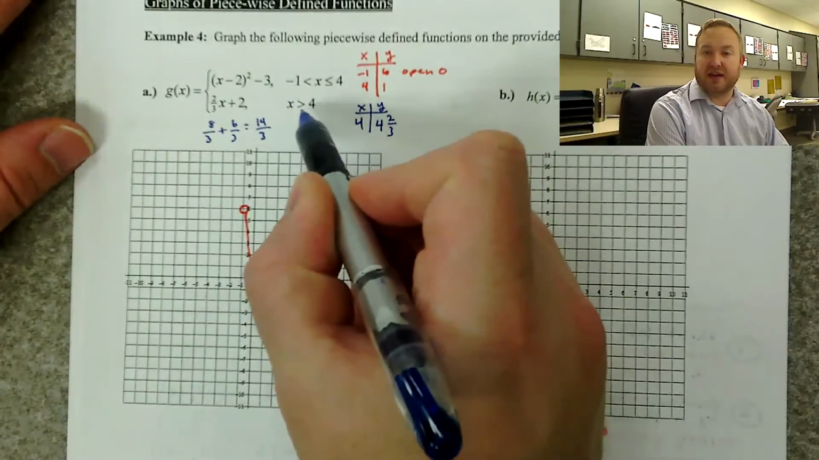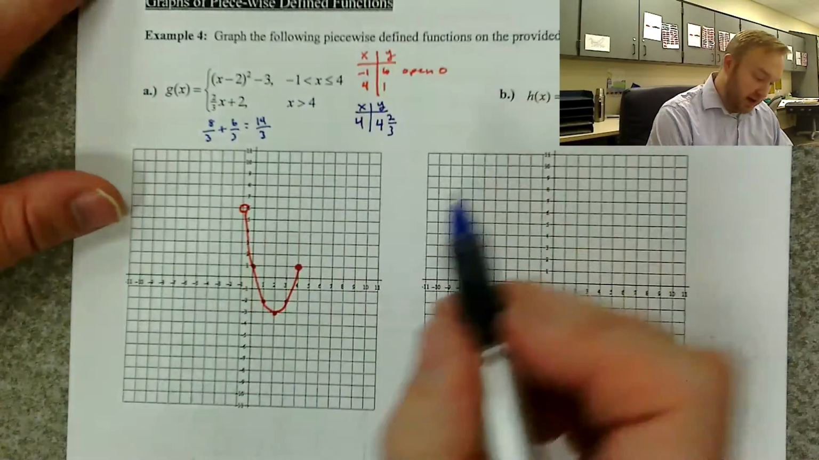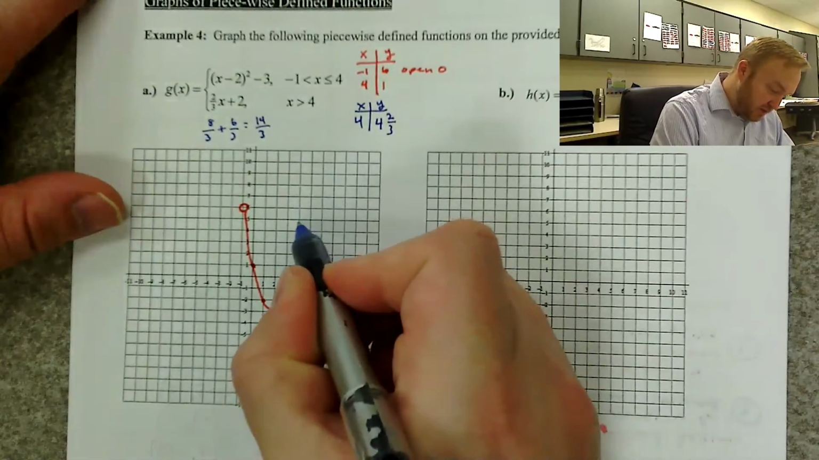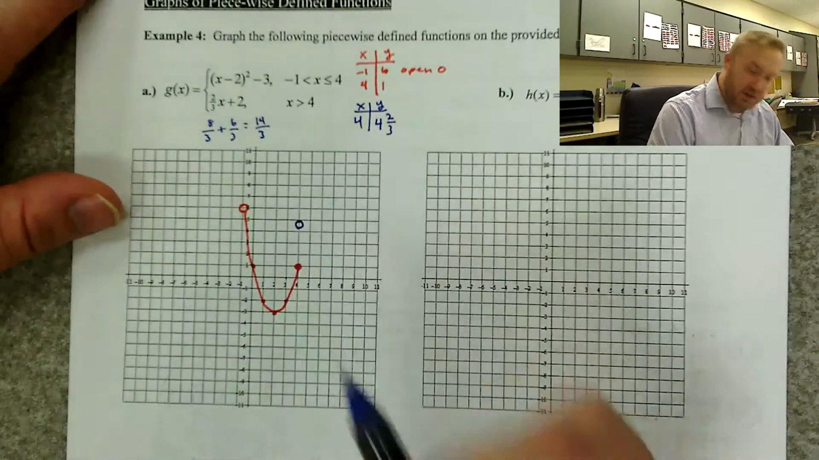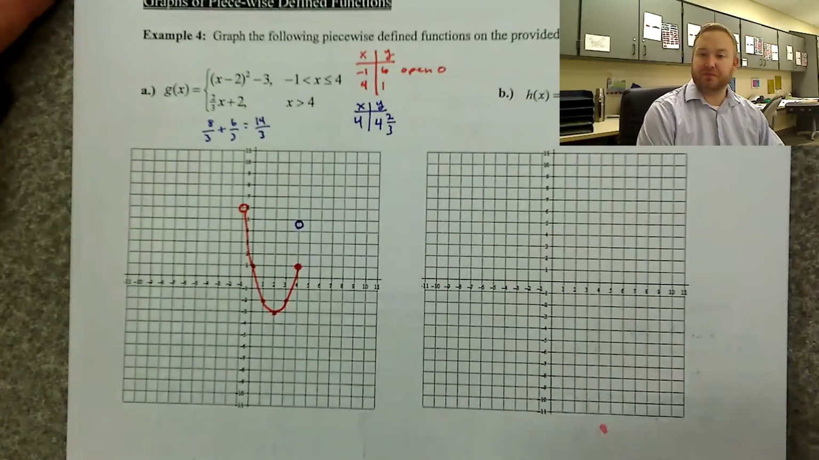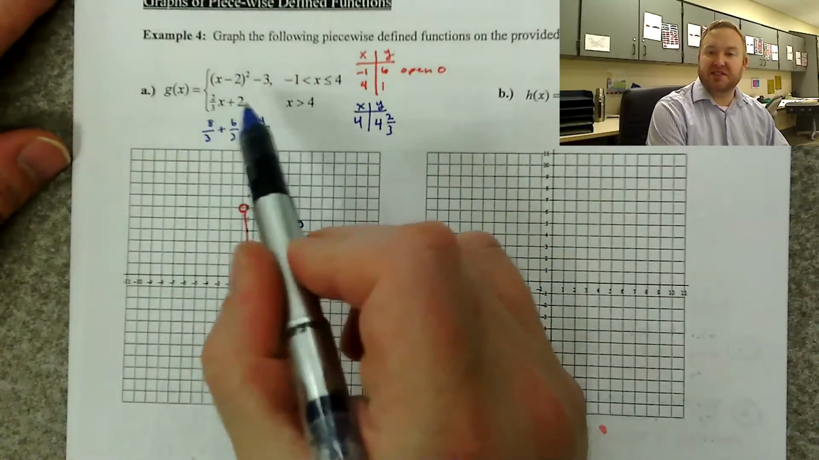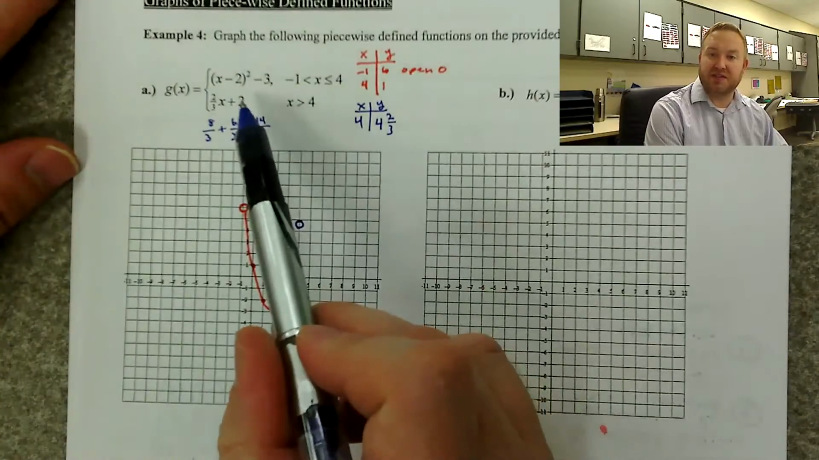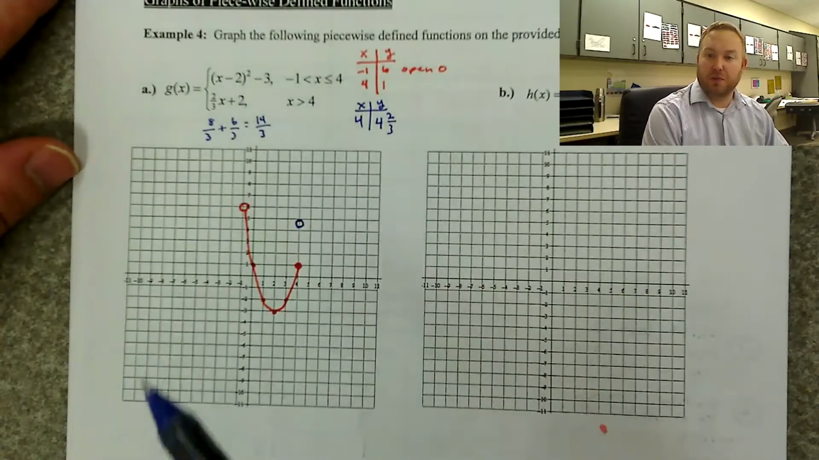The 4 isn't actually included in this domain. So I'm going to go to 4 and then 4 2/3 and do an empty circle there. Now this piece is a line. I mean, you can keep plugging in x values here. This piece is a line with a slope of 2.